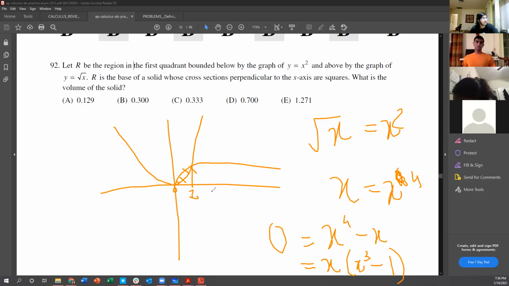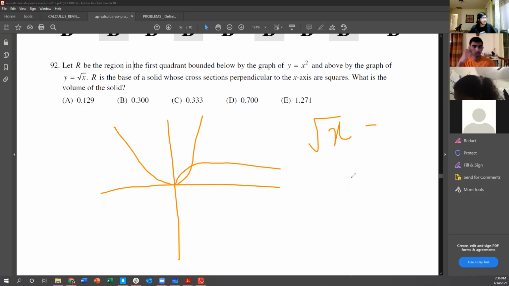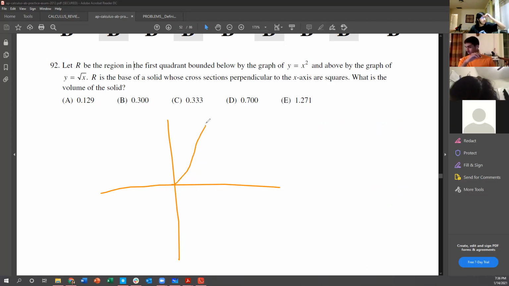Below by the graph. Did I do this wrong? It's asking for, basically, you have to make a square. The way I did it was, I did the root x minus x squared is going to be the length of the square. I was just saying my diagram is correct, right? Root x is on top. Okay, that's all I wanted to make sure.